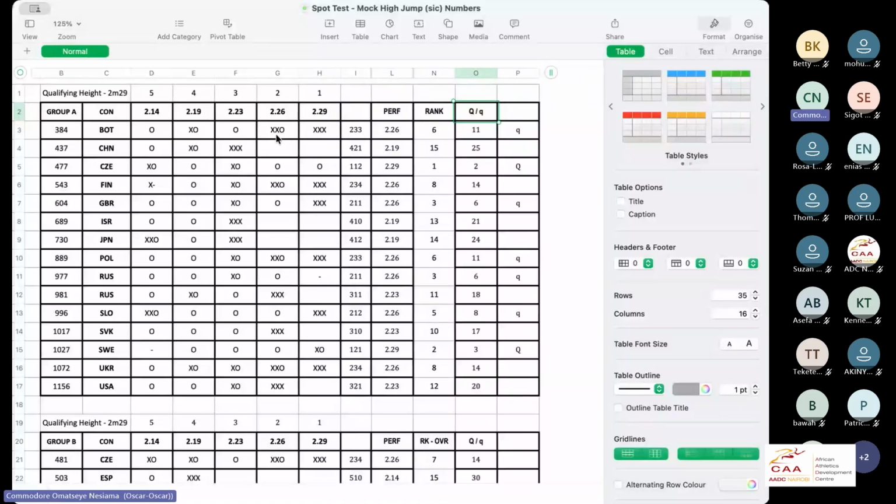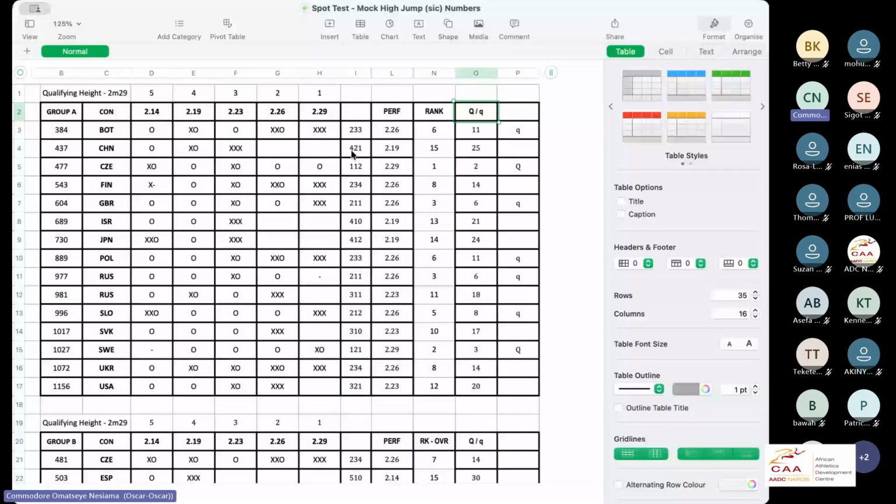So the number of attempts at the last height cleared. So that's what I'm using. So we all know how we arrived at this. For this one, the last height cleared, there were 3 attempts, and the number of failures up to the last height cleared were 3. So it is 233. For this one, the number of attempts is 2, and the number of failures is 1. So it is 4 to 1.